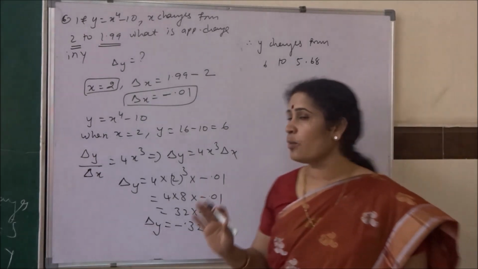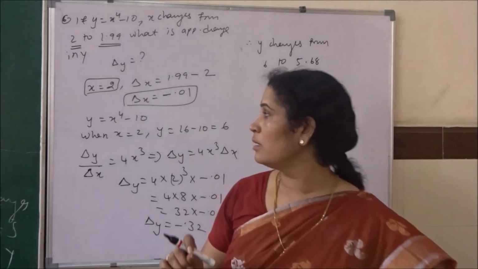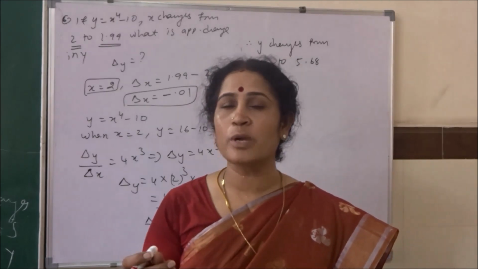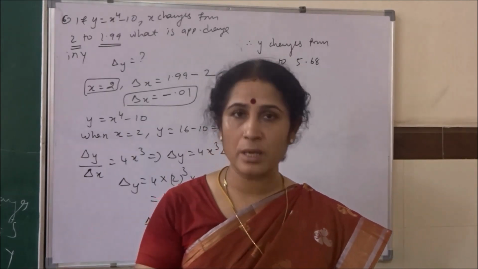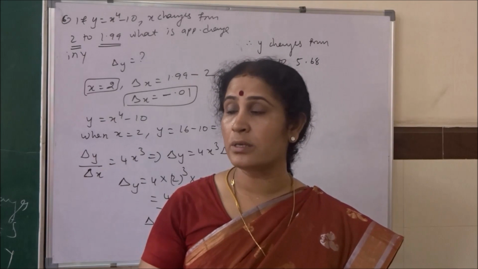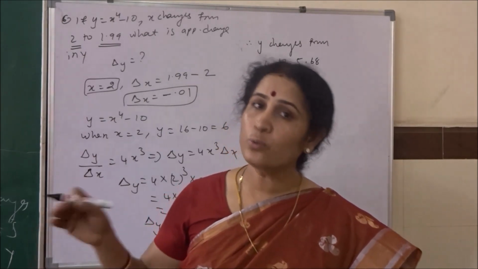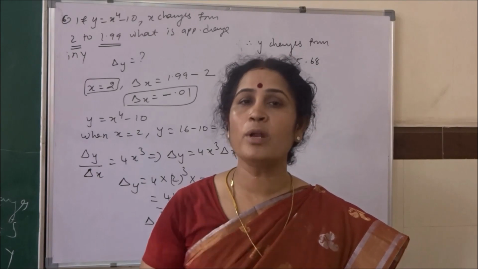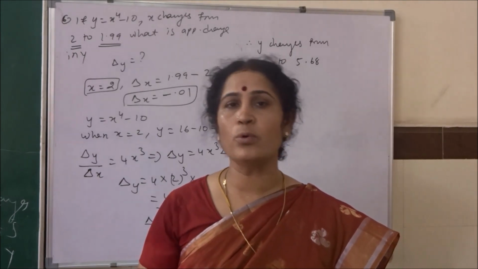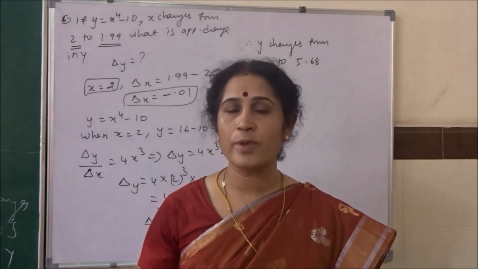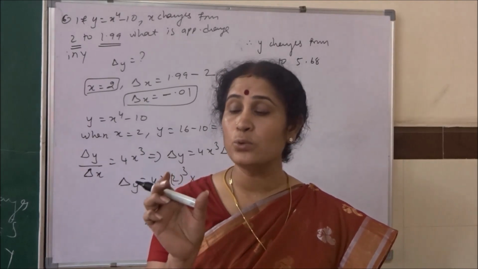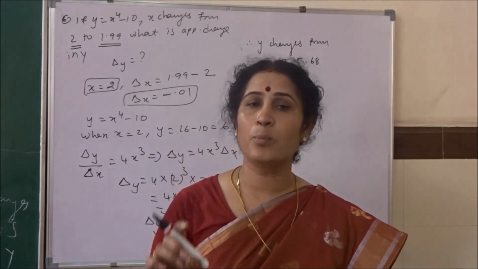So what I told you, approximation means very nearest, approximately. For example, right now I told you root of 25.53, then we get the answer as 5 point something. So using differentials, that formula is f of x plus delta x is equal to f of x plus f dash of x into delta x. That is how to find the approximation using differentials.